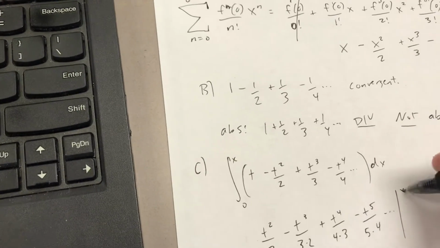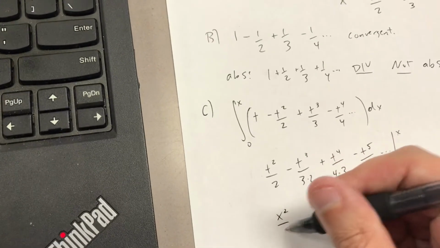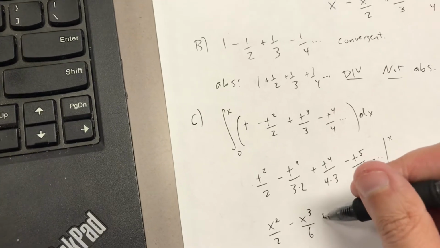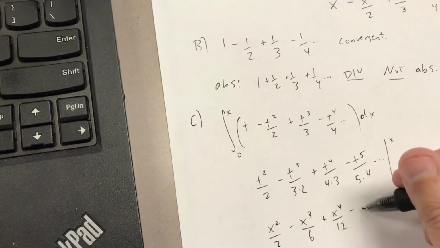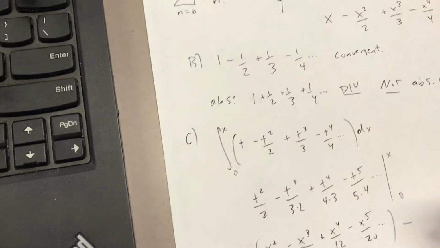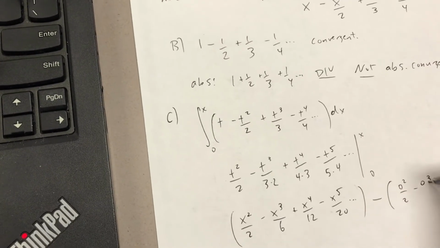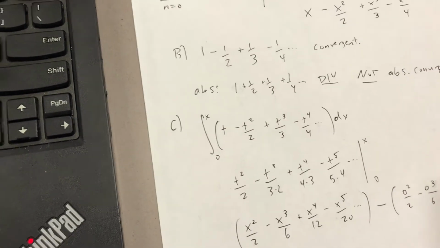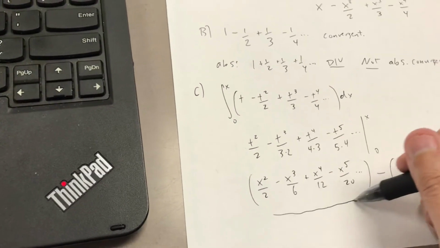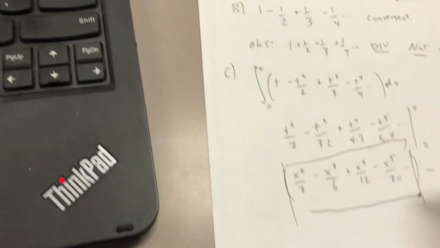Okay, we're evaluating this between x and 0. So if you substitute x in here, you're going to have x squared over 2 minus x cubed over 6 plus x to the fourth over 12 minus x to the fifth over 20. And we would be subtracting the series 0 squared over 2 minus 0 cubed over 6, and so on. These are all going to be 0. So in the end, we're actually just left with this first part, since the other part cancels out to 0. That would be the first 4 terms.